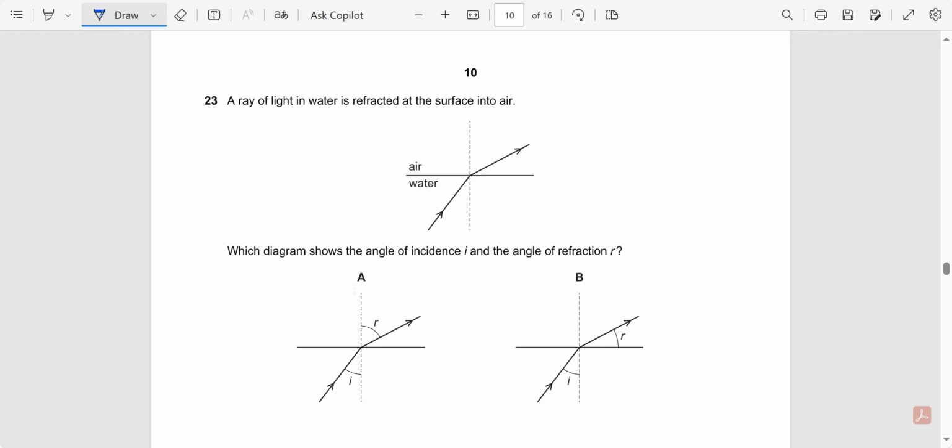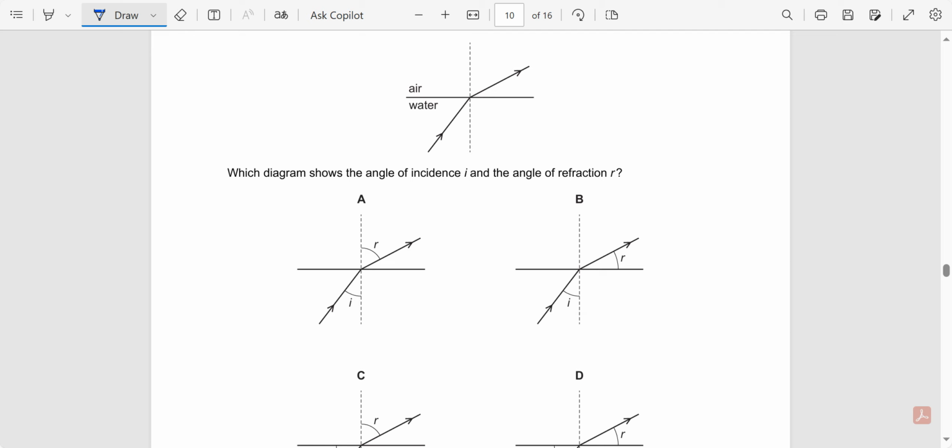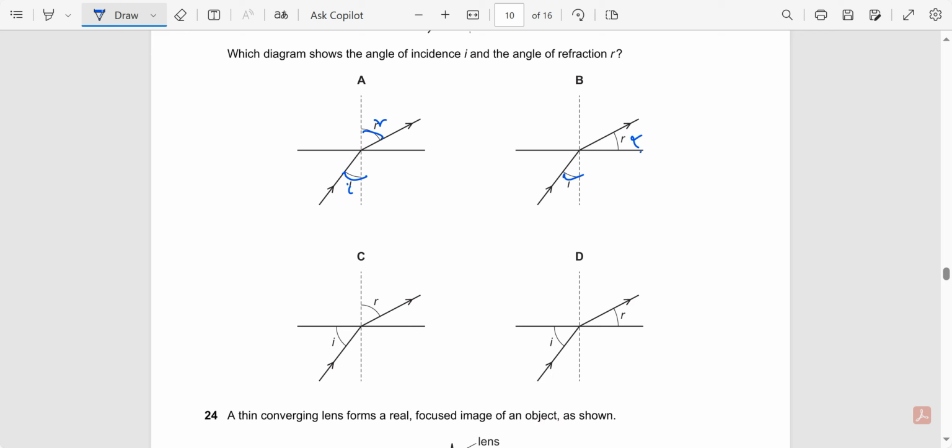For 23, it says the ray of light in the water is refracted at the surface into the air. Which diagram shows the angle of incidence I and the angle of refraction R? So this is I and this is R, that's correct. This is I, this is not R, this is not I, this is R, this is not I, this is not R, so it's A only.